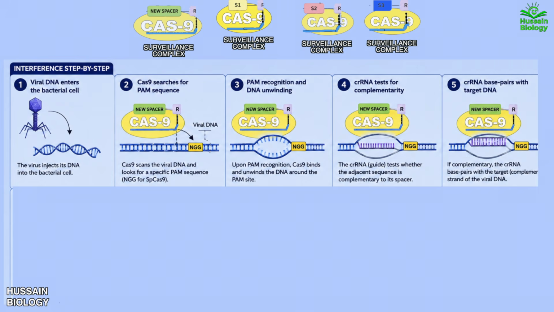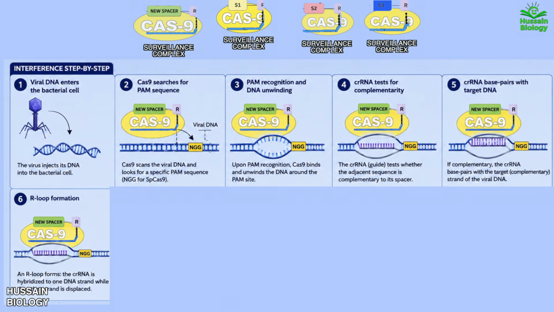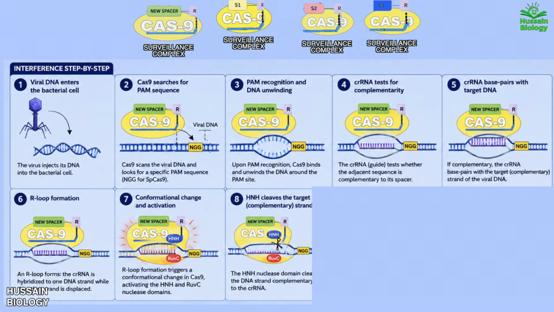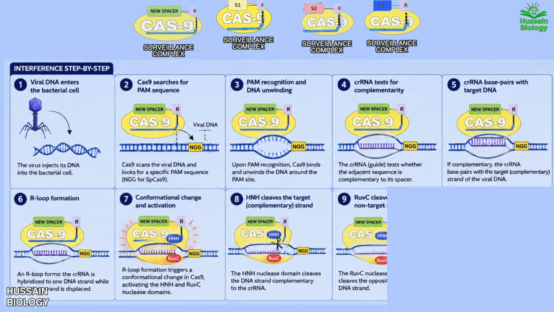If the sequence matches, the cRNA base pairs with the complementary strand of viral DNA. This leads to formation of an R-loop where the RNA is hybridized to one DNA strand while the other DNA strand is displaced. This RNA-DNA pairing triggers a conformational change in the Cas9 molecule, activating its two nuclease domains. The first domain, that's the HNH nuclease domain, cleaves the DNA strand complementary to the guide RNA, while the other nuclease domain, that's the RuvC nuclease domain, cleaves the opposite non-target strand.